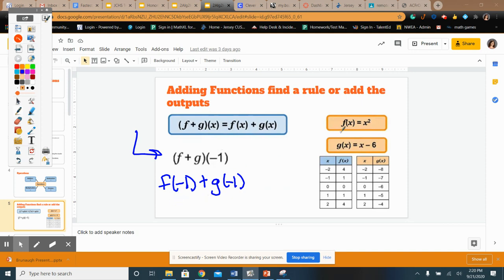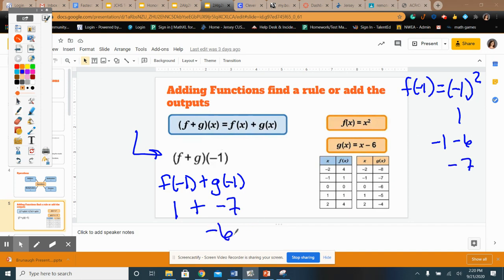These are separate examples, by the way. Oh, maybe they're not. No, they're the same. Sorry, false alarm. F of negative 1, if I plug it into the equation, would be negative 1 squared, which is just 1. G of negative 1 would be negative 1 minus 6, which is negative 7. 1 plus negative 7 is negative 6. You could also look at your table. F of negative 1 is 1. G of negative 1 is negative 7. 1 plus negative 7 is negative 6.